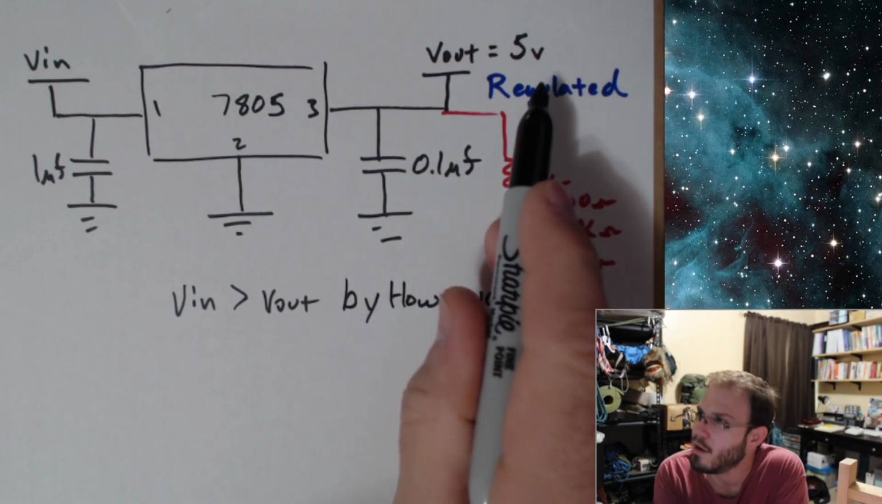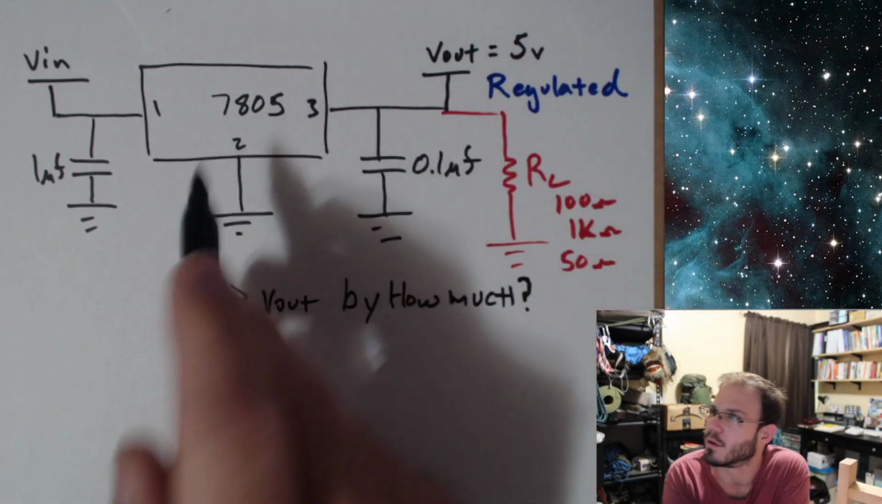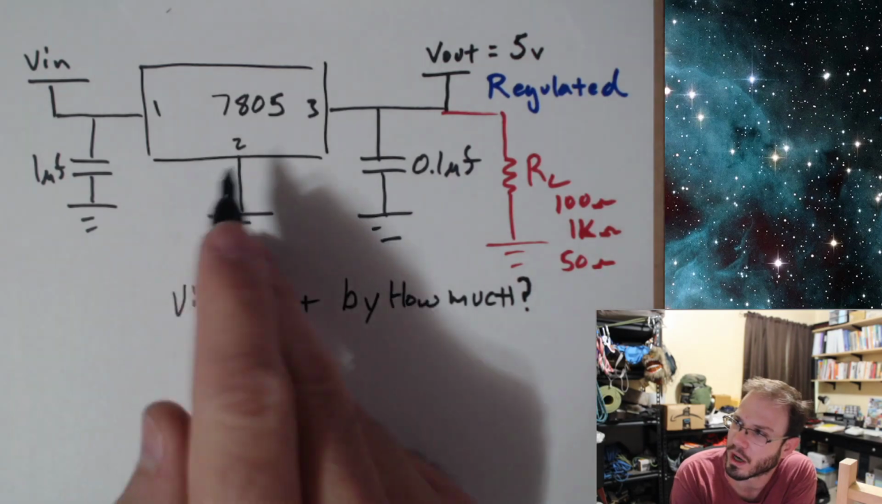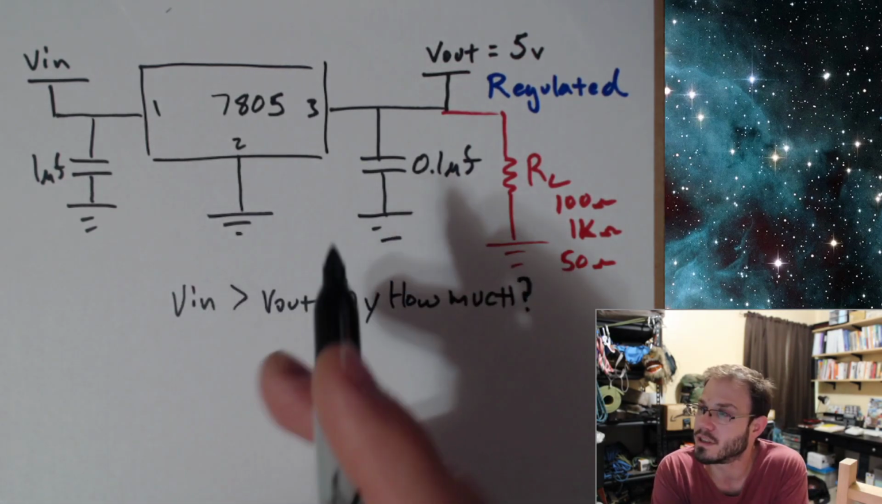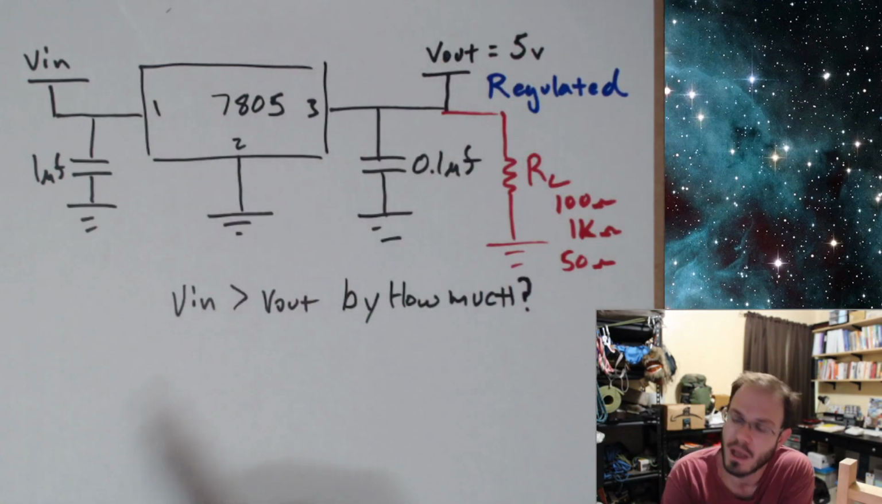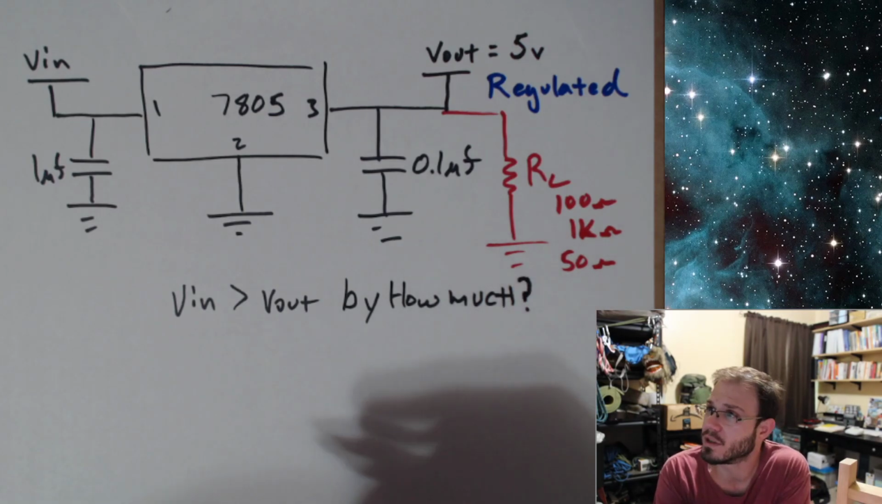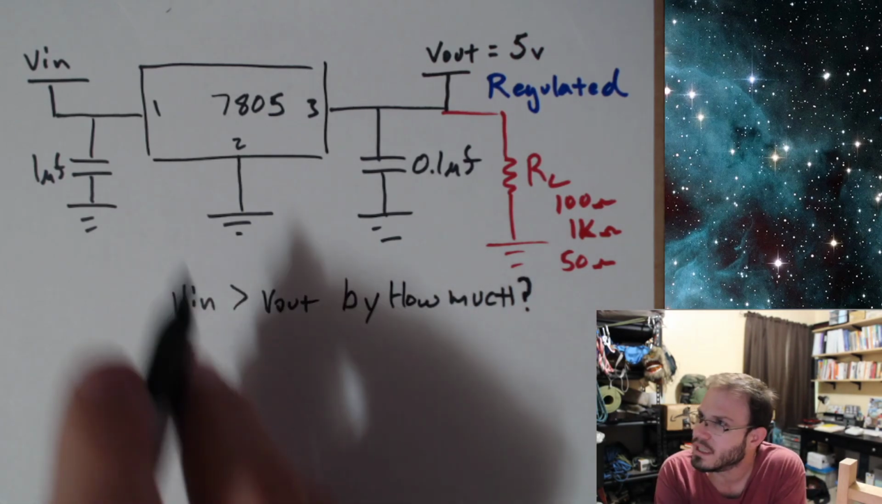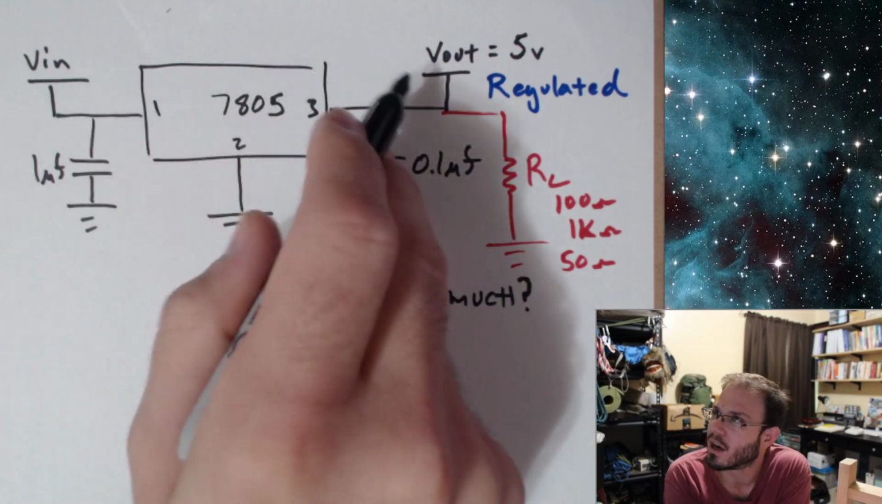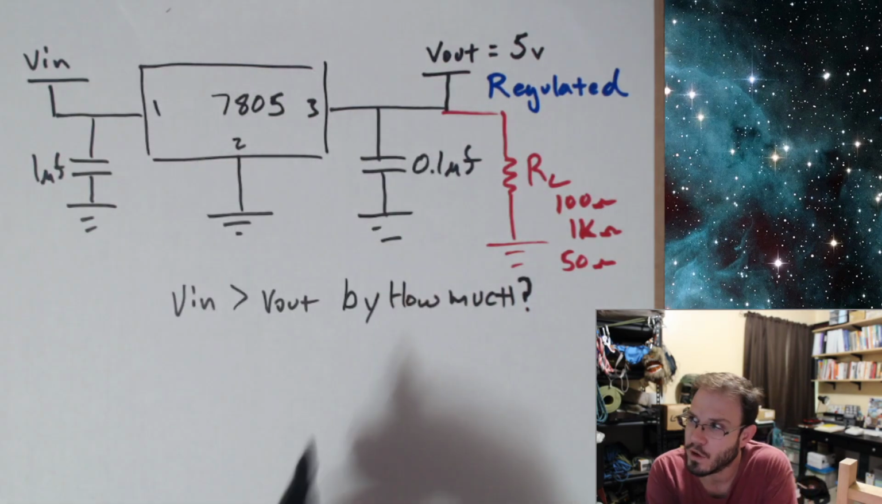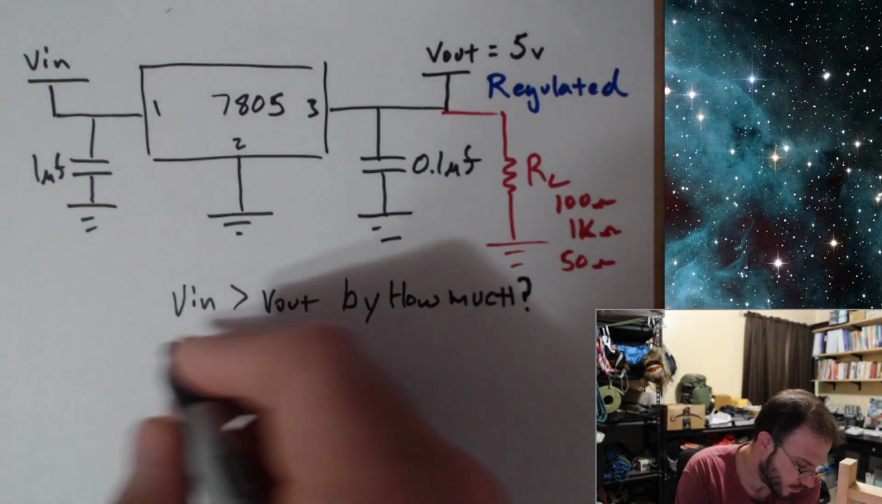Do we need to be 1 volt higher than 5 volts? So can Vin be 6 volts and this will work? Is it 2 volts that we need to be higher than Vout? Does it have to be 5 volts? Okay, so the voltage that we must be greater than Vout is referred to as the dropout voltage.